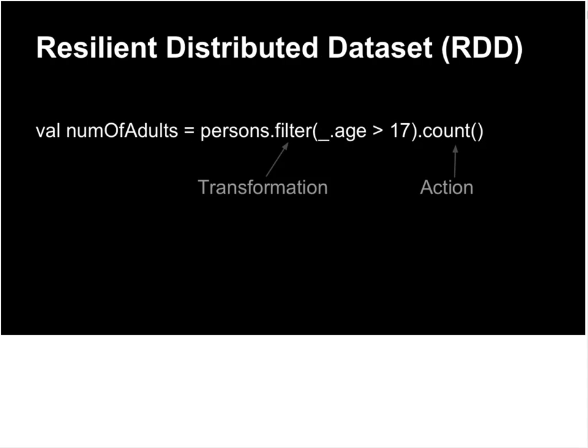So here's an example of a transformation and an action. In this case, we apply a filter to produce a new RDD of persons above the age of 17. And next, we materialize the RDD of people to obtain a count. But one thing you'll notice is that if you're unsure about what's a transformation and what's an action, the transformation always produces another RDD, and an action typically produces another type of collection.